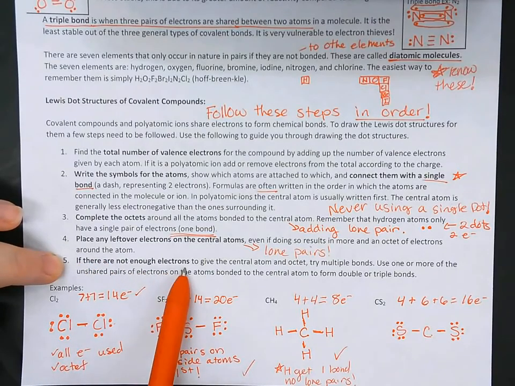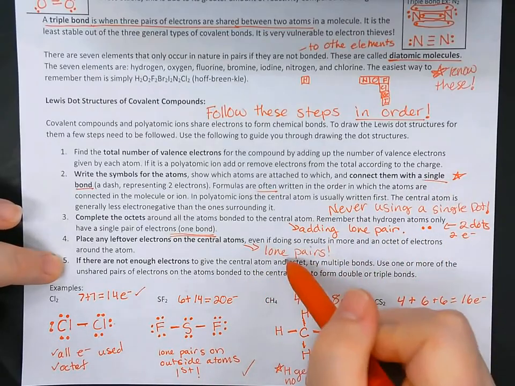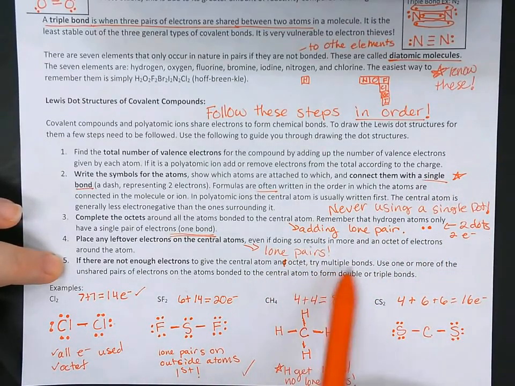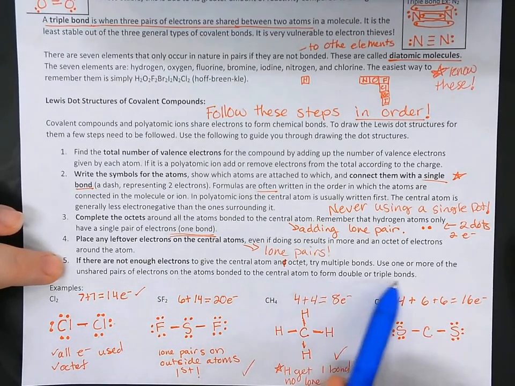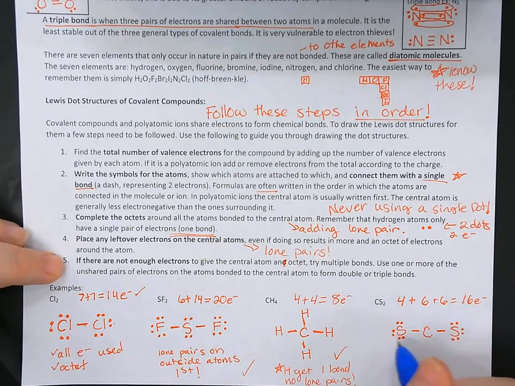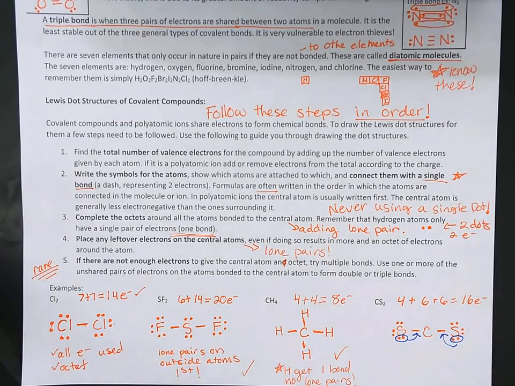If there are not enough electrons to give the central atom an octet, try multiple bonds. Use one or more of the unshared pairs, so those are our lone pairs that are not being shared, on the atoms bonded to the central atom to form double or triple bonds. So what does that look like? Well, I can take this pair from sulfur and I can shift it, because if I move it to a bond, it still belongs to sulfur, but now it also belongs to carbon. And if I do that on both sides, we are going to be able to get our octet.